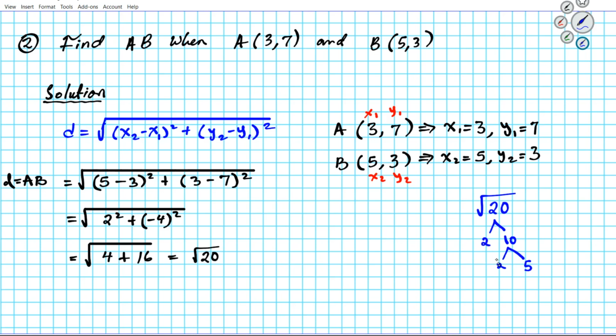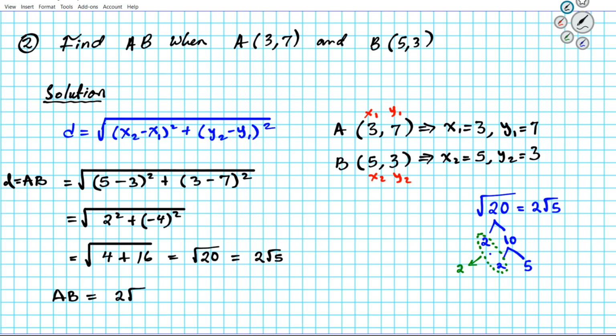Oh, check this out. These 2 factors repeat. So 2 times 2, that's a perfect square. So this comes out as a 2. The square root of 2 times 2 is just 2. The 5 stays behind. So the square root of 20 is 2 rad 5. Okay, so if we simplify this, this is going to be equal to 2 root 5. So the distance between the 2 points, AB, is equal to 2 root 5.